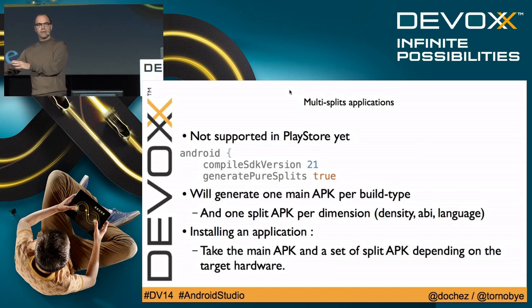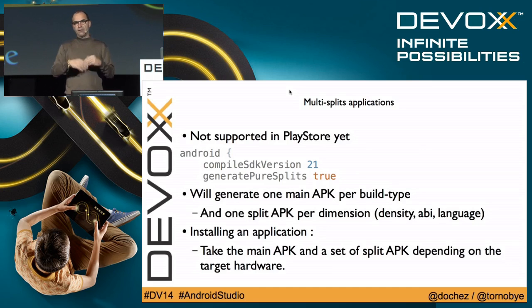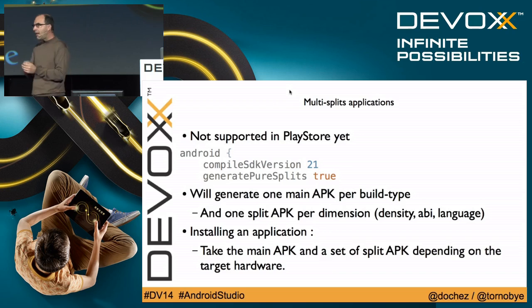The new thing that we are trying to move forward is this concept of multi-APKs with multi-splits, where you've got one main APK, which is your application, the common things of your application, in particular the classes.dex and stuff like that. And then you've got some smaller APKs which are specific for each flavor or for each density, for instance.